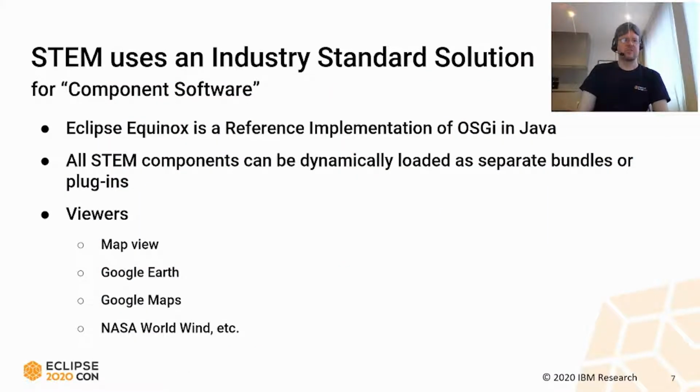STEM uses an established industry standard solution. Eclipse Equinox is the reference implementation of OSGi based on Java. And all STEM components can be dynamically loaded as bundles or plugins. There are viewers like the map view, Google Earth, Google Maps, NASA, etc.